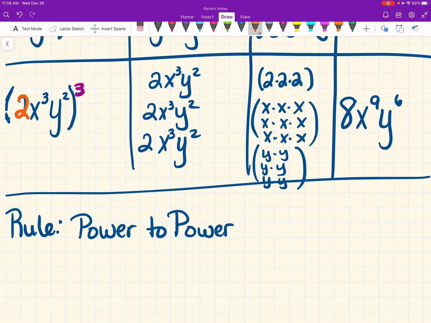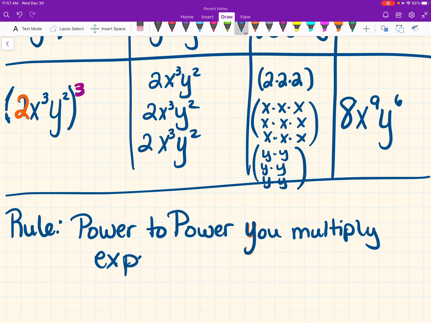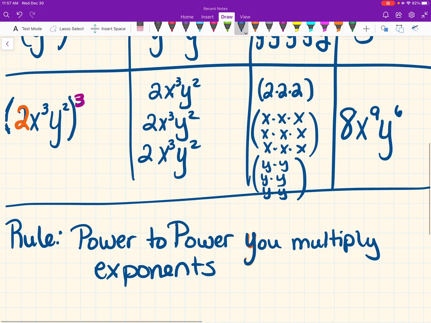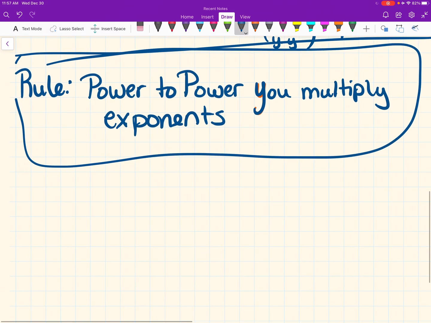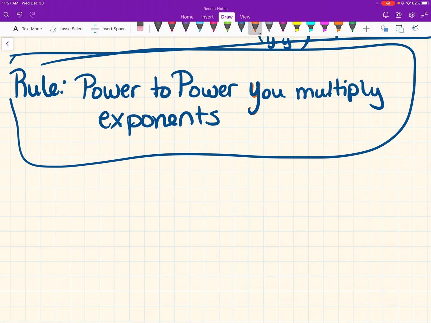A power to a power, you multiply the exponents. Only multiply the exponents, and you can see why from this 4th example up here, okay? All right, so for those of you who have it, go ahead and do your homework. For those of you who would like one or two more explanations, here I'll do one or two more.